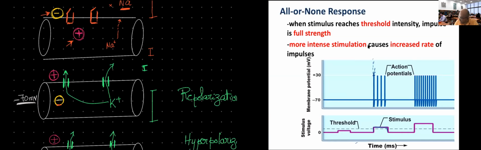What if you've got a much stronger stimulus? You're not going to be increasing the amplitude of the action potential. So the inside will not become 50 millivolts or 80 millivolts. No. What you're going to do is form more than one action potential to respond to the stimulus. So the action potential is all or none, whether you have an action potential or not, but you do not increase the amplitude of the action potential.